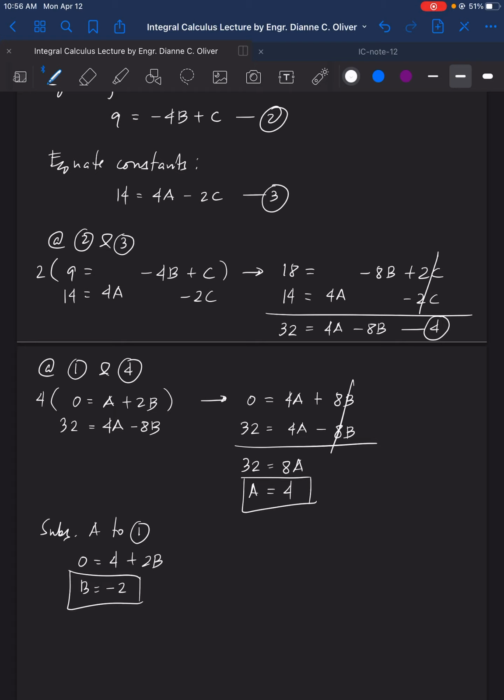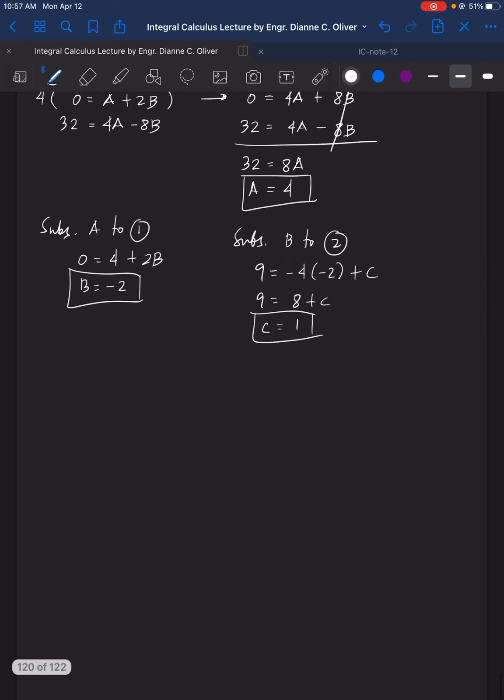Having the values for A and B, substitute to get the value for C. We can just use B. So substitute B into equation 2. You can use equation 2 here. So 9 equals -4B, B being -2, plus C. So 9 is equal to 8 plus C. C is equal to positive 1.